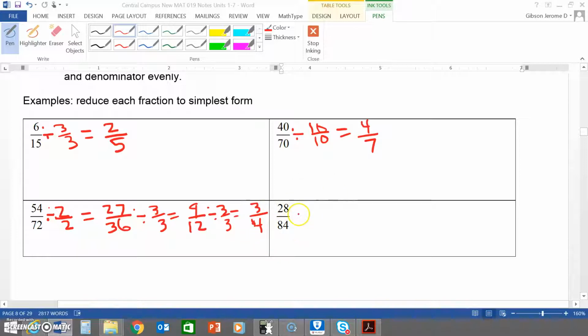Now 28 and 84, I still would just use 2, since both of them are even. So that would be 14 over 42. I would still use 2 again. So that would give us 7 over 21. Now 7 and 21 both have 7 in common. So it'll give us 1/3. And there's nothing more we could do with that.